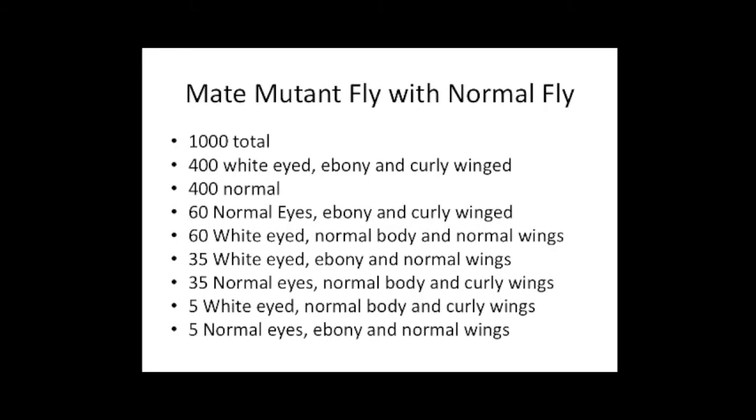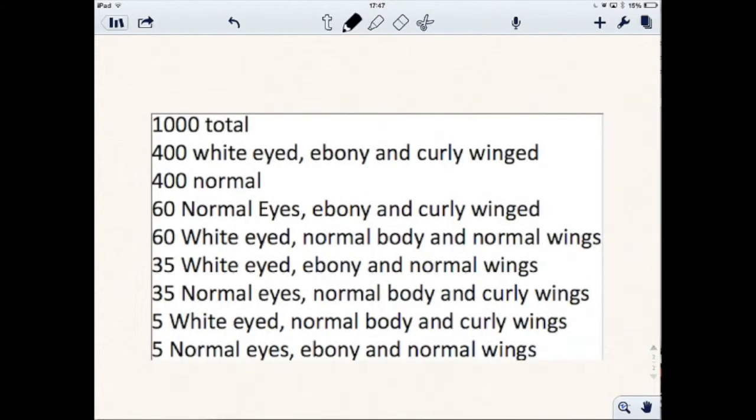An example of one such cross would be the mating of a normal Drosophila fly with one that displayed the mutations for white eye, ebony, and curly wings. Let's say this cross gave rise to 1,000 progeny. The distribution of traits across this offspring cannot be explained by Mendel's theories.